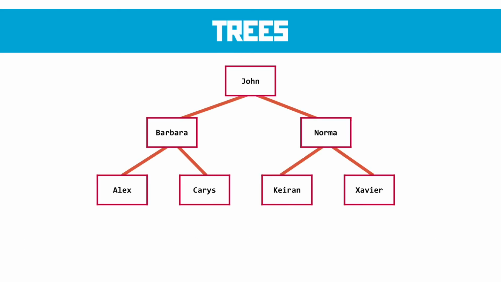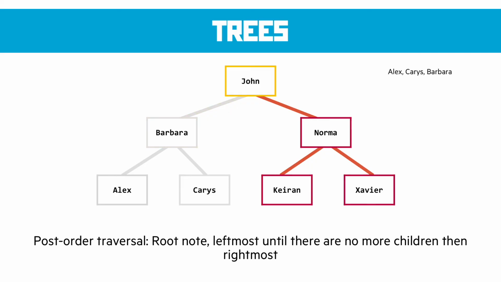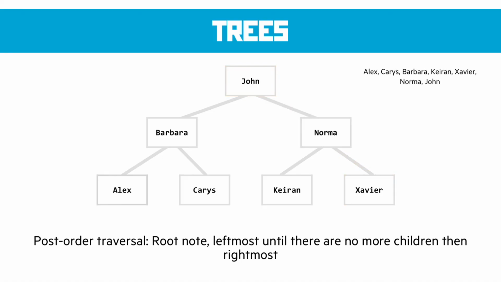The final kind of tree traversal is post-order traversal, which is where we're going down the root node, leftmost until there are no more children, then read the rightmost. So we start off with John, Barbara, and Alex. There are no more children, so we get Alex. We go to the right, we get Caris. We pop back up and get Barbara. We go to the right then and straight to the left. We exhaust the leftmost choice. Once we've done that, we can pick up Xavier, then Norma, then John.